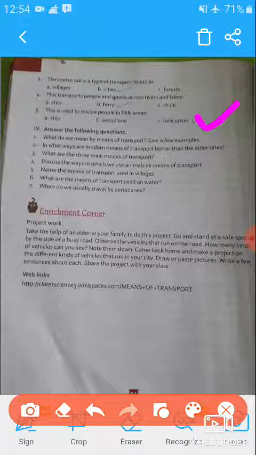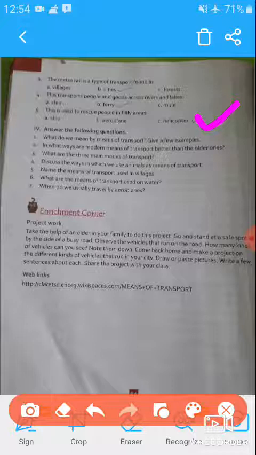So students, here you will write: the different ways by which we move people and goods from one place to another is called means of transport. For example, car, buses, rickshaw, ship, ferry, helicopter, aeroplane, etc. So students, these are the examples of means of transport.